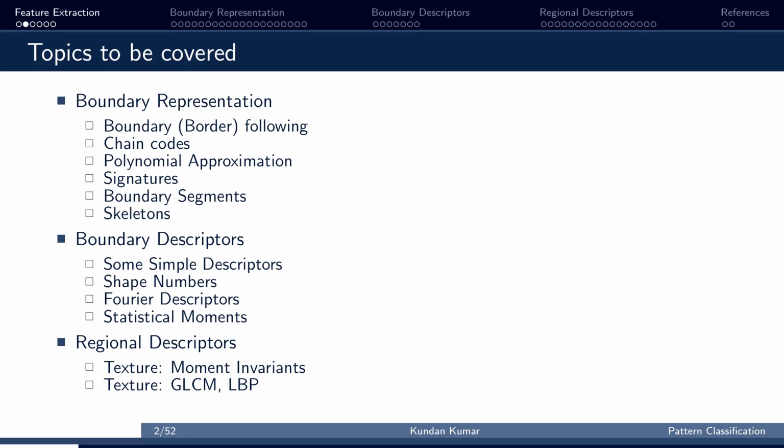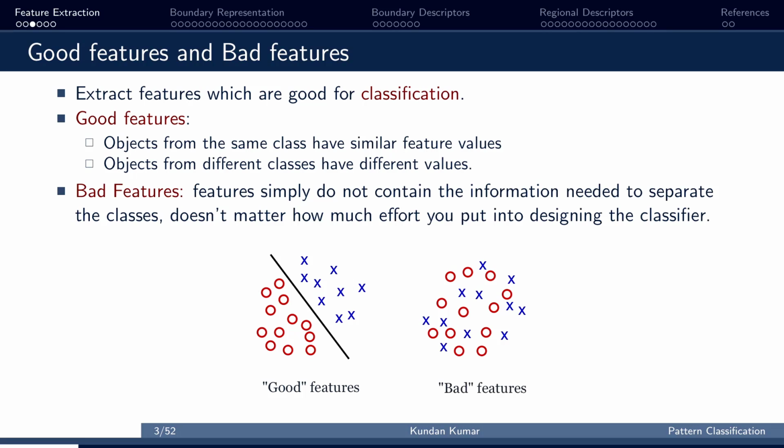Sometimes it may be necessary to use both types of representation. In either case, the features selected as descriptors should be as insensitive as possible to variation in size, translation, and rotation. So under this topic, we would be covering boundary representation, boundary descriptors, and regional descriptors. There are different methods that we will cover in this lecture series.